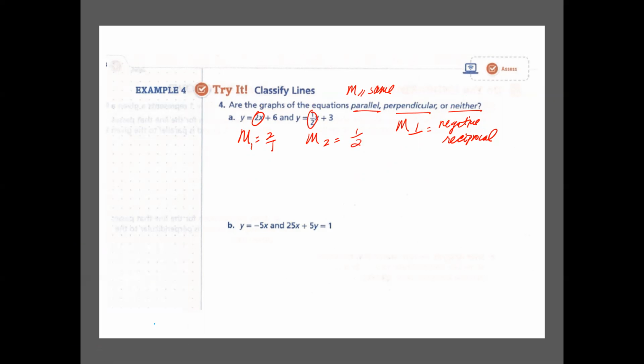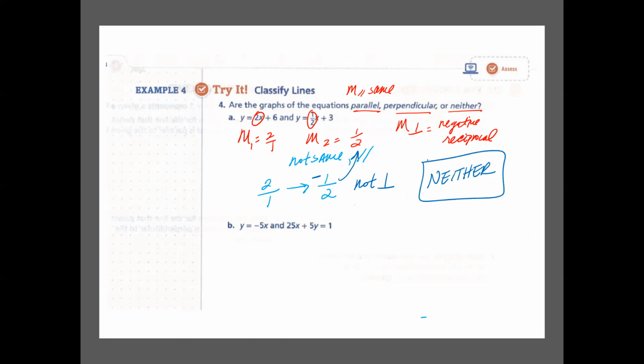Now I can see that they're not the same, which means they're not parallel. I also can see that if I flip the 2 over 1, it will become 1 over 2. And if I put a negative sign to it, it will be negative 1 over 2, which is not the second slope. So it is not perpendicular. So what does that mean? That means you have neither.